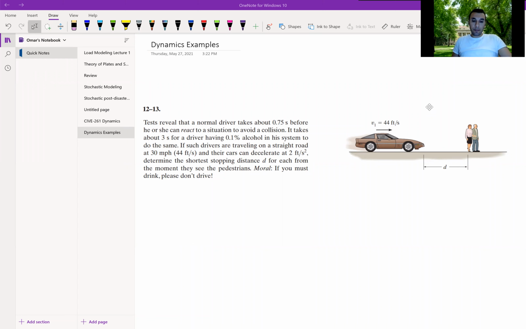So the example of today is about rectilinear motion. The example is from Hibbeler book, problem 12-13.